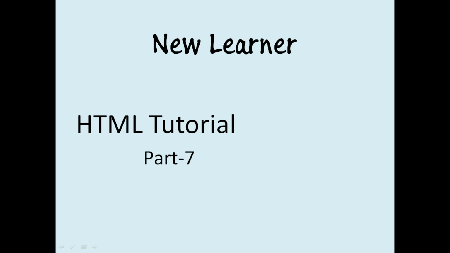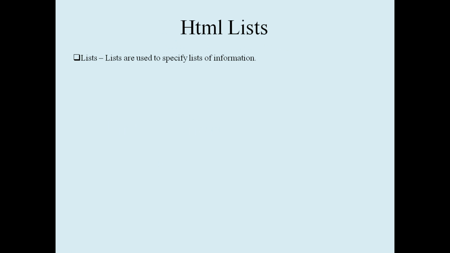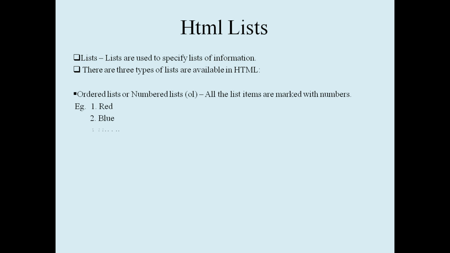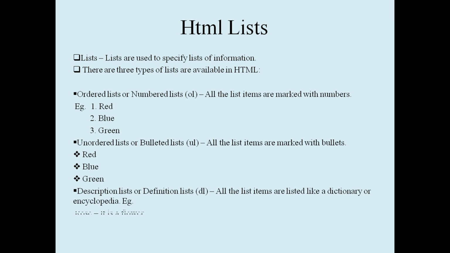So in this tutorial we are going to see what are lists, how can we create lists using HTML tags. So lists are basically used to list some items. There are basically three kinds of list that we use in HTML: ordered list, unordered list, and description list. So let's see what these are.